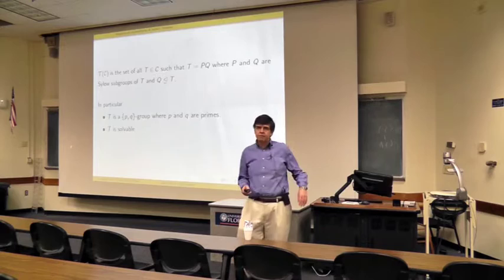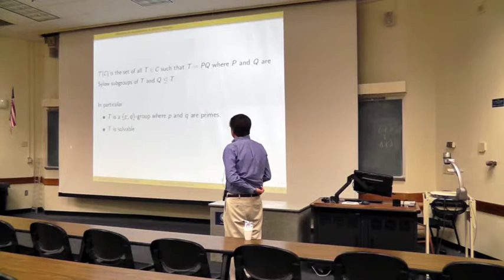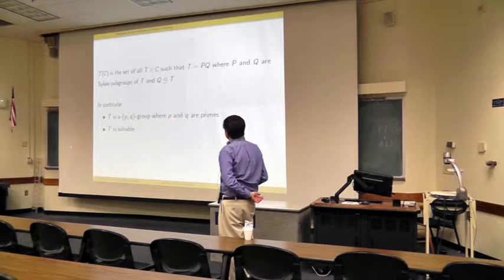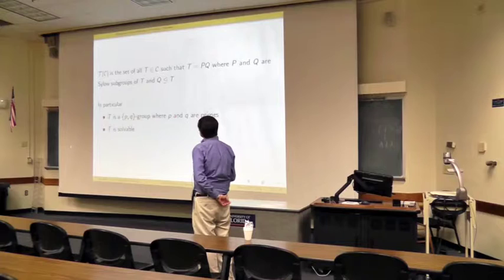Very simple kind of case. And so in particular, you get that this is always a PQ group where you have two primes. But I'm not specifying the two primes. I'm looking at all possible sets of two primes. And in particular, T is solvable. It's clearly solvable since this is not normal, or because of the famous theorem.